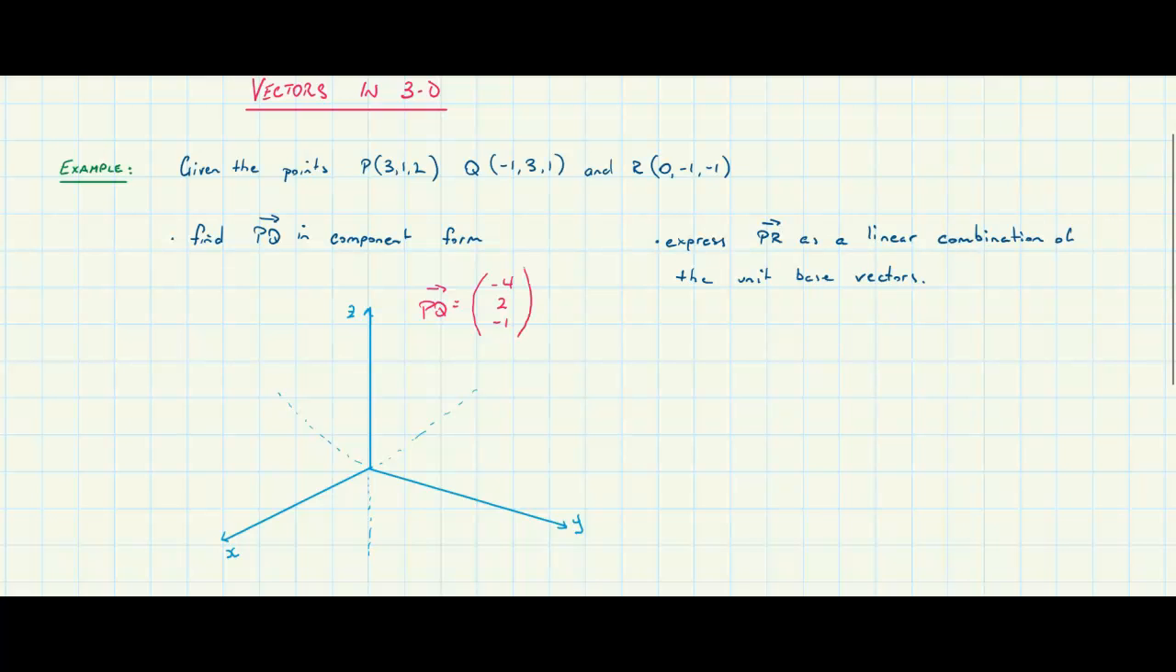Now we're going to do the same for PR, but we're going to write it as a linear combination of the unit base vectors, which are i, j, and k. But firstly, I'm going to write it in component form. PR is going -3, it's going from 1 to -1, so that's -2, and from 2 to -1, so that is also -3. So there's my PR, and as a linear combination of unit base vectors, that would be -3i, -2j, -3k.